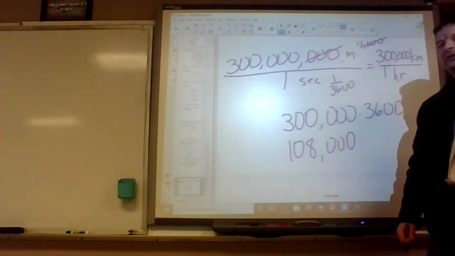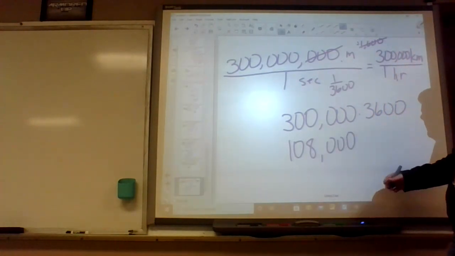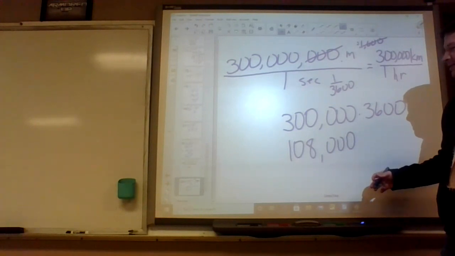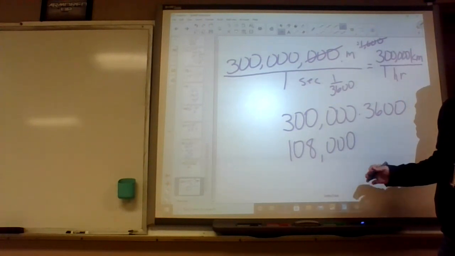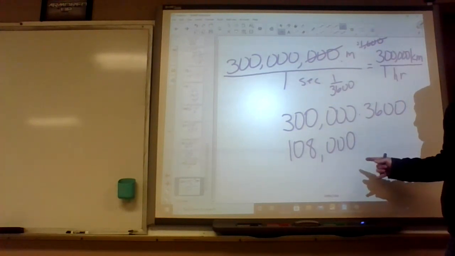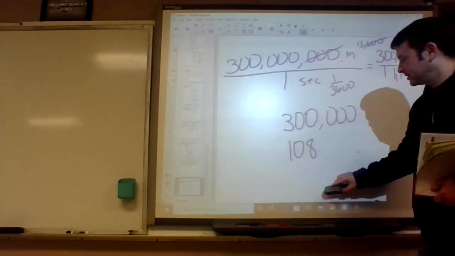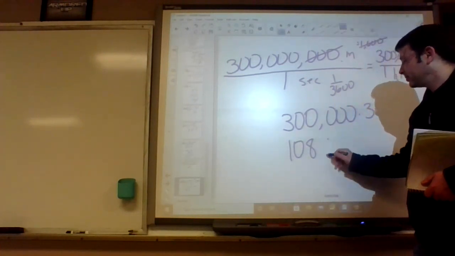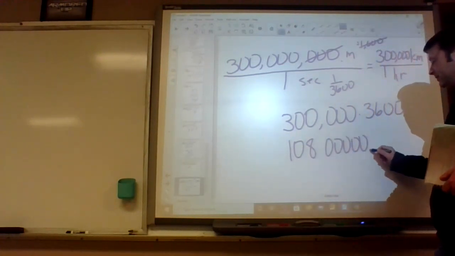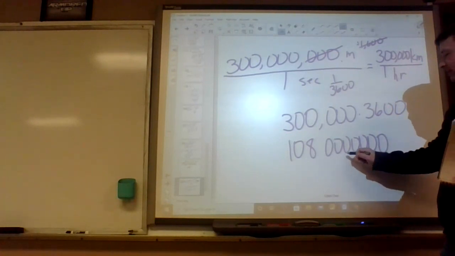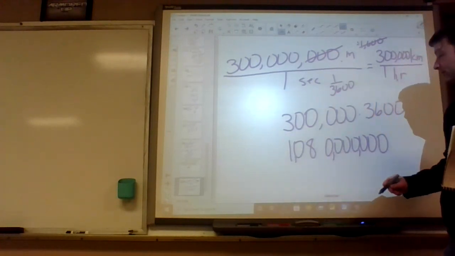108,000,000,000,000. Okay. How many zeros after the 8? Seven. Can't count seven. Okay, next. Forget that. 1, 2, 3, 4, 5, 6, 7. I'll check and see if you're right here in a second.